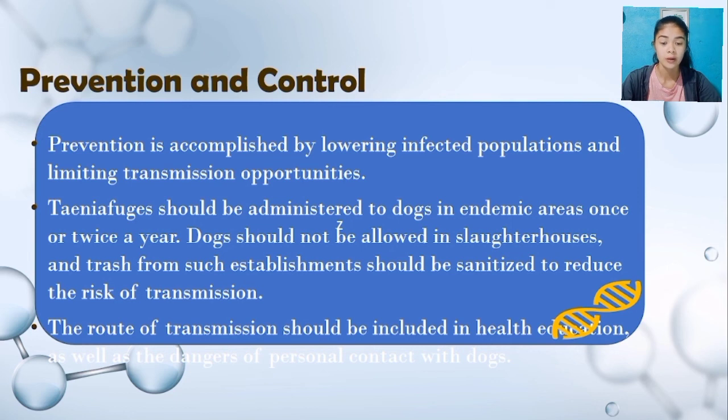Prevention and control. Prevention is accomplished by lowering infected populations and limiting transmission opportunities. Taeniacides should be administered to dogs in endemic areas once or twice a year. Dogs should not be allowed in slaughterhouses, and trash from such establishments should be sanitized to reduce the risk of transmission.